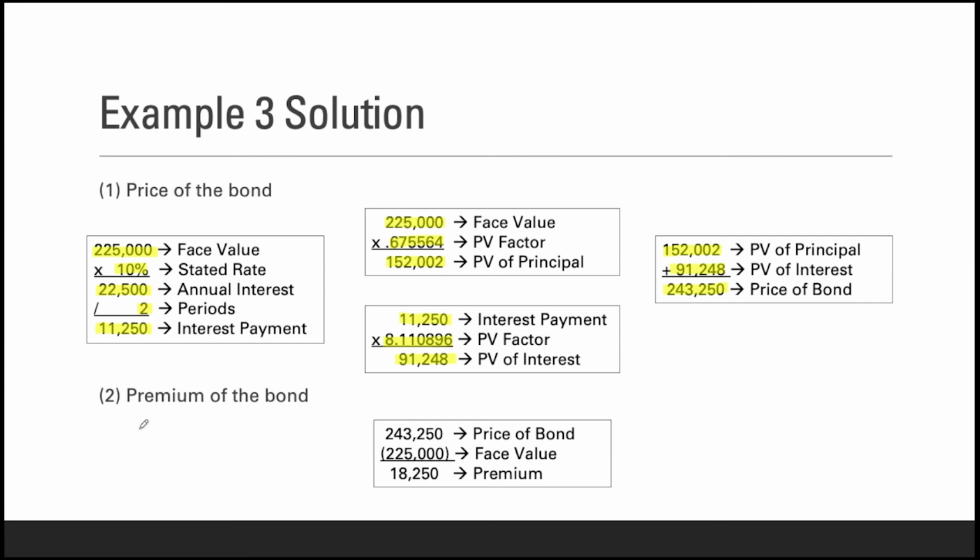Now looking at question number 2, to figure out the premium of the bond, all you're going to do is switch this formula around from when you calculated it in order to figure out a discount. First, you're going to take the price of the bond, now at $243,250, and then subtract out the face value of said bond at $225,000 to arrive at the premium of the bond of $18,250.